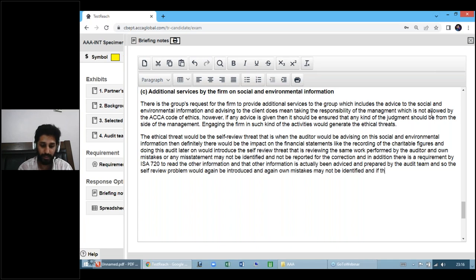And if this issue occurs and comes into public attention, then the audit credibility may be lowered down. The audit opinion's credibility may be lowered down, right?